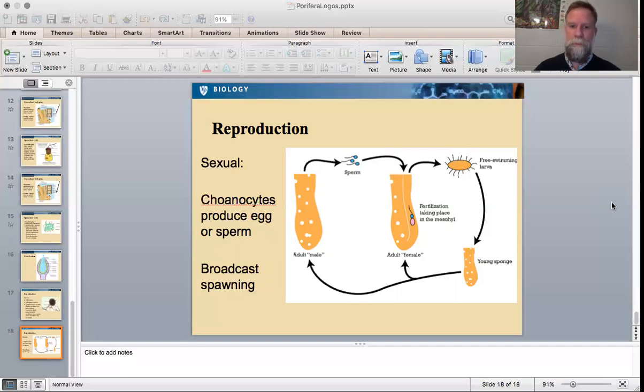Often the sperm will travel to the other sponge. Sperm from one sponge, quote unquote, a male sponge, will travel and go through a pore and fertilize an egg in a female sponge. And then produced is this free-swimming larva. This is where we get back to a motile larva but a sessile adult. So this is your typical sexual reproduction in the sponges. That larva will be free swimming until it finds a hard substrate to settle on, and then it'll fix itself and start to mature.